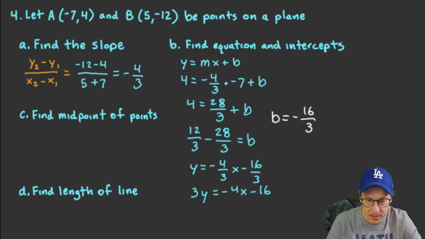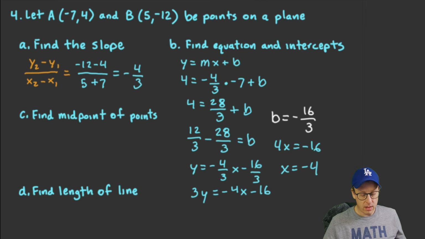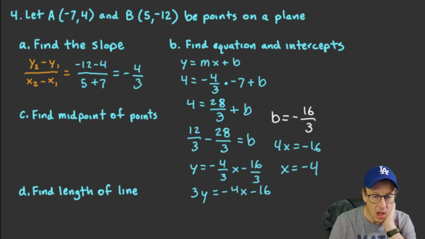So this is going to end up being equal to, well, if we want to find our x-intercept, that means that we take a value for y, so this will end up being equal to 4x equal to -16, and that means that our x-intercept is going to end up being equal to -4. Ugh, a little bit complicated.